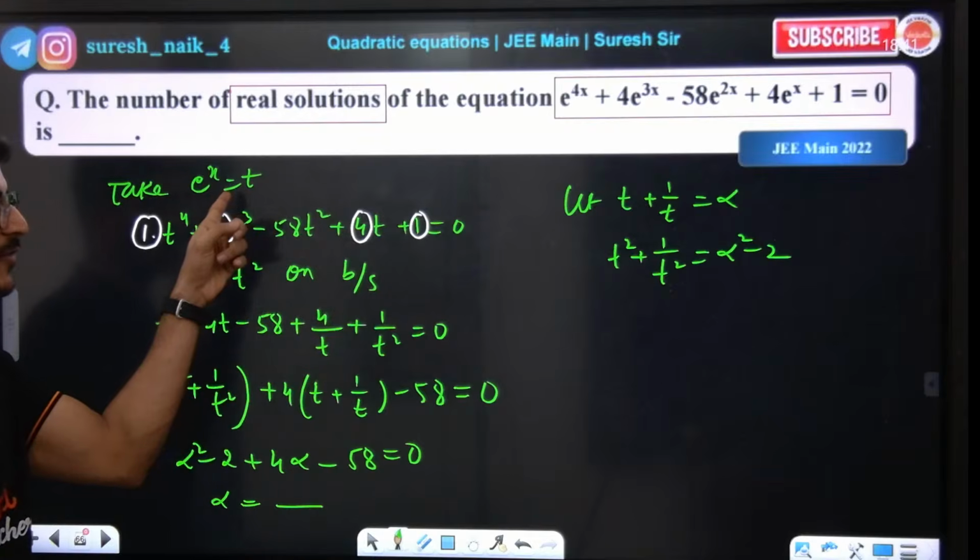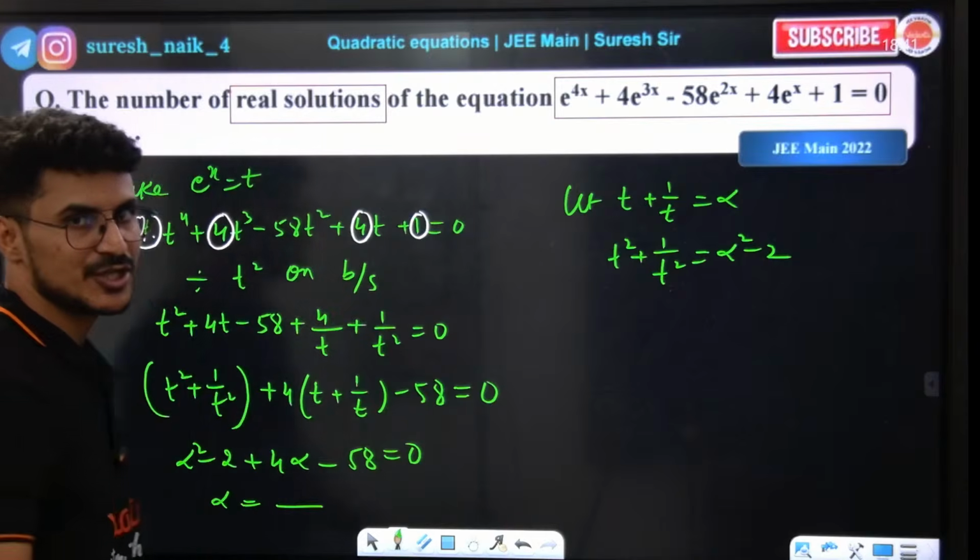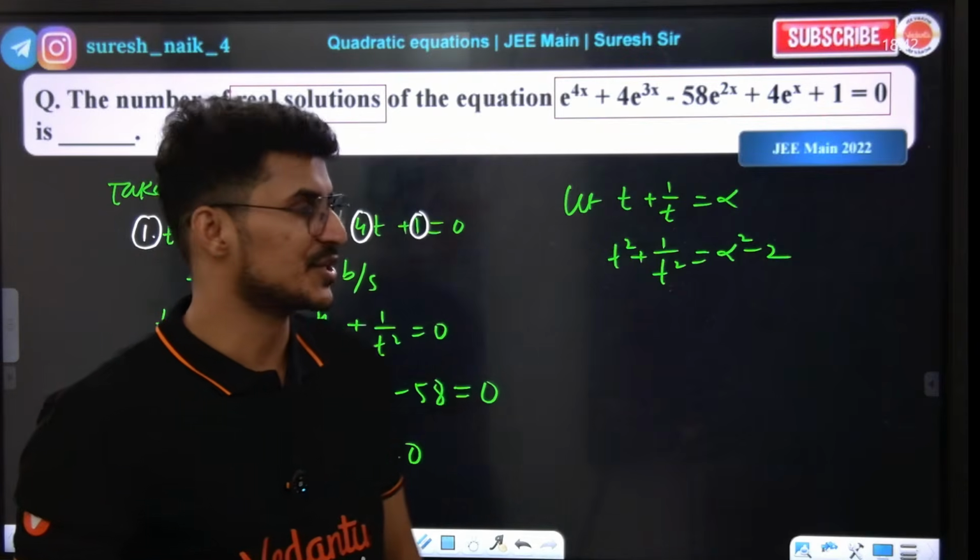Once T value comes, the power of x value will come. Then x value can be found out. The number of real solutions. Now, did you understand? Please try this good question.